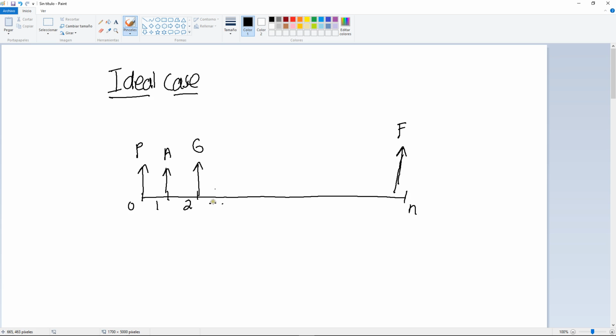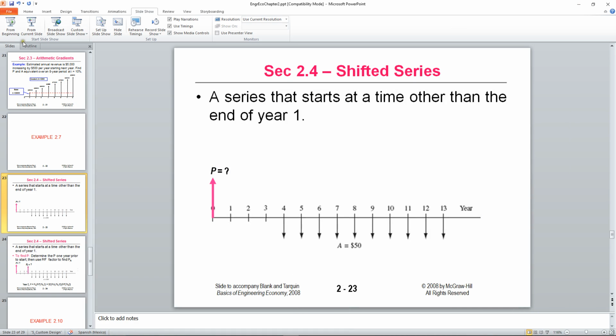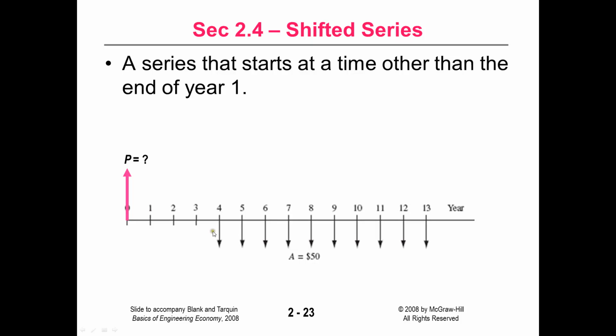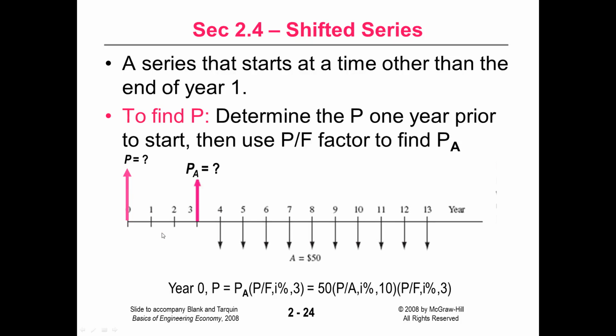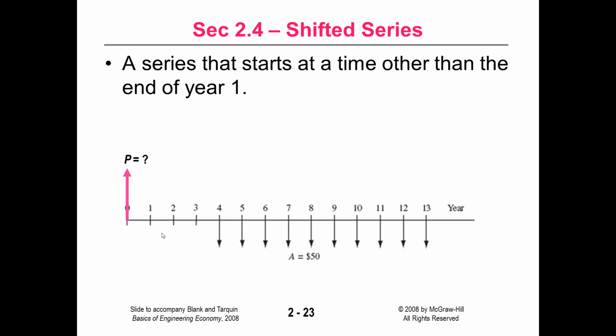But what happens when your cash flows don't start where they're supposed to start? That's when we have shifted series. For example, here, you have your P in year 0, but your A doesn't start until year 4. You still have an A of $50, but you have a gap here. What do you do to solve this? Remember that your P has to start 1 year prior to your A.